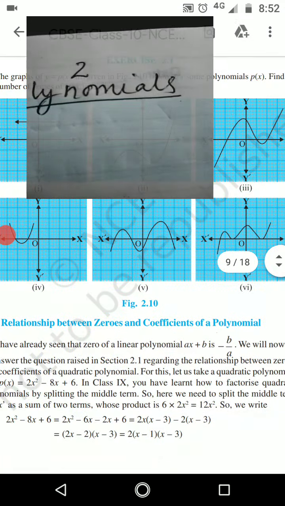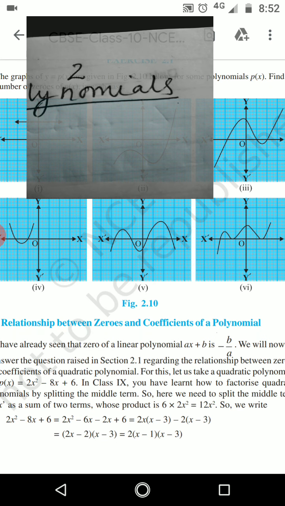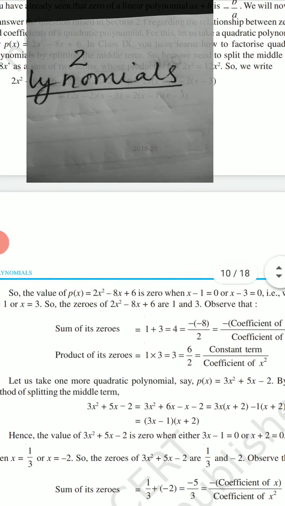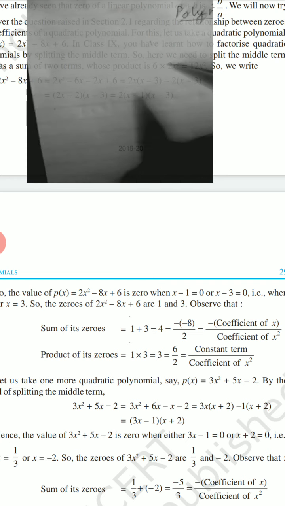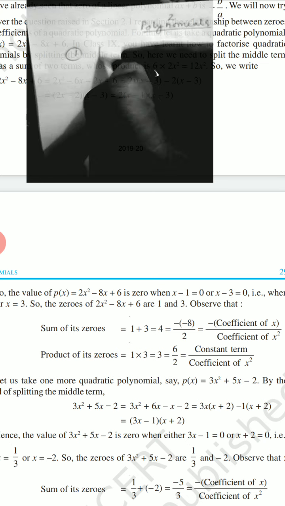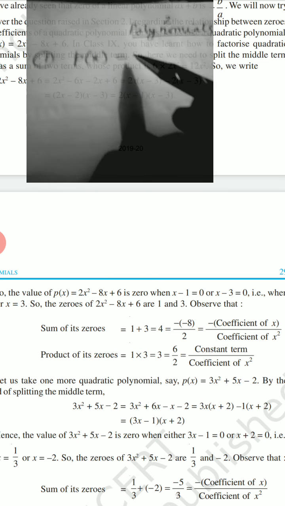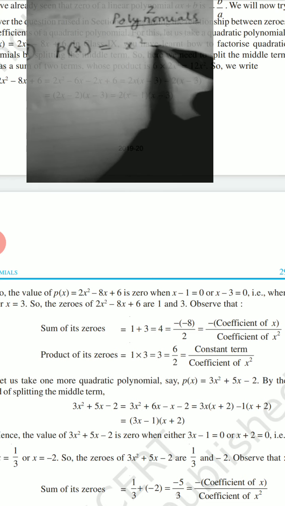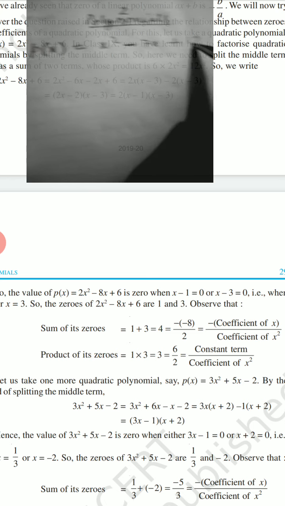Now we'll discuss the relationship between zeros and coefficients of a polynomial. For that I am doing an example. Suppose a polynomial p(x) equals x square minus 7x plus 12.